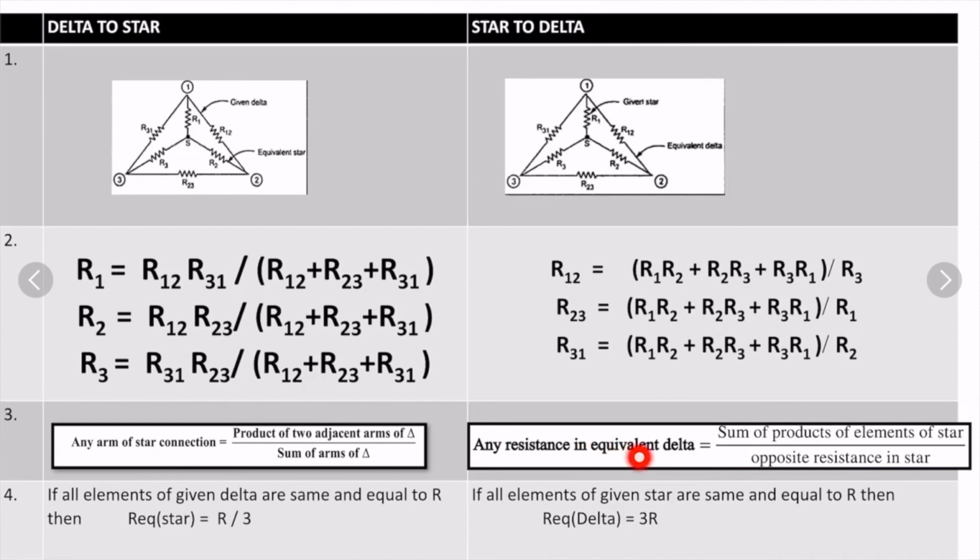Any resistance in the equivalent delta is going to be equal to the sum of the product of elements of the star, that is this term, divided by the opposite resistance in star, that is the remaining resistance which is not connected with that particular element. Okay, and a similar thing happens in star to delta conversion also. If by chance you have a star with all elements having the same value, we can directly calculate the element of delta, that is nothing but 3 into R, and all elements are going to have the same value.